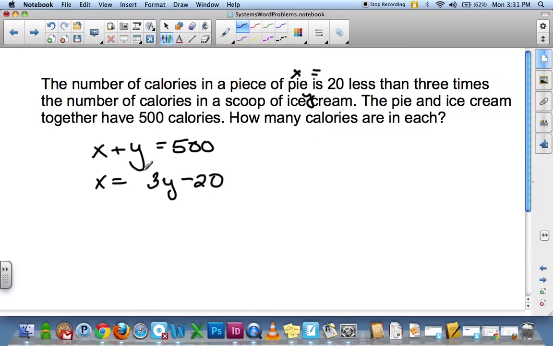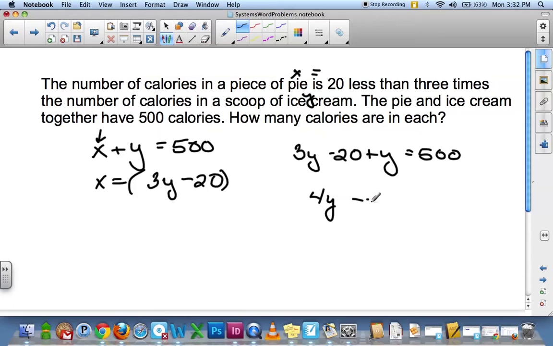So now I'm back where I'm not using elimination, I'm going to use substitution again. So you're going to have 3y minus 20 plus y equals 500. Okay. And I add my y's, I get 4y minus 20 equals 500. Add 20 to both sides, so I get 4y equals 520. Okay. I'm going to divide 4 into 520.